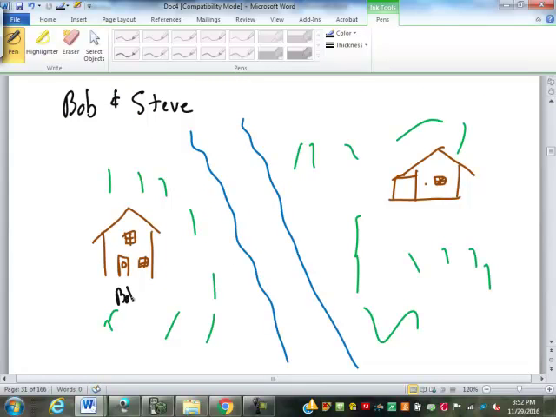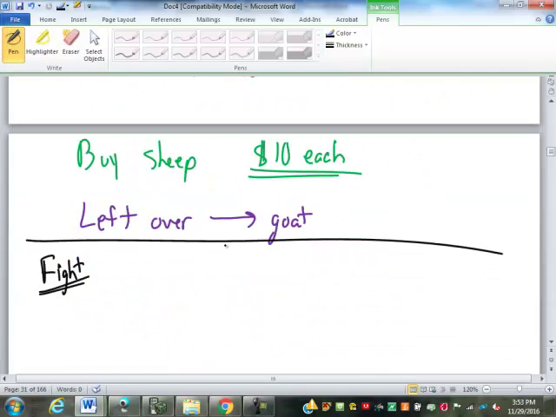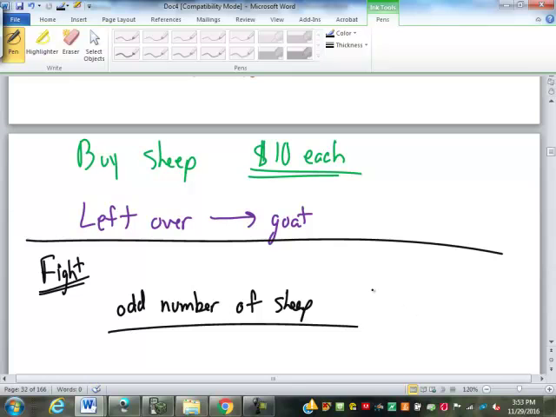Bob is going to stay on his side of the river. Steve's going to stay on his side of the river, and they're just going to divide everything up and not be partners anymore. Problem is, they go to divide up the sheep. There's an odd number of sheep. So when they go to divide them up, of course, there's an extra one. They can't just cut it in half.